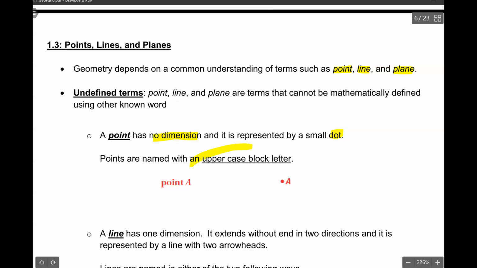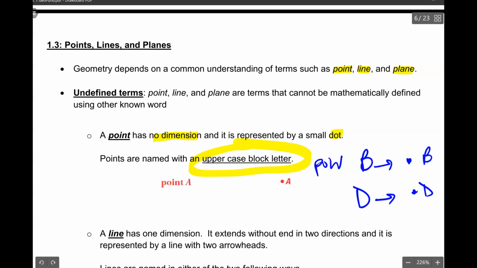So you'll notice they use an uppercase block letter. So if I would write B, that means point B. If I would write D, that means point D. I don't have to write the word point beforehand. So you don't have to write the word point before.